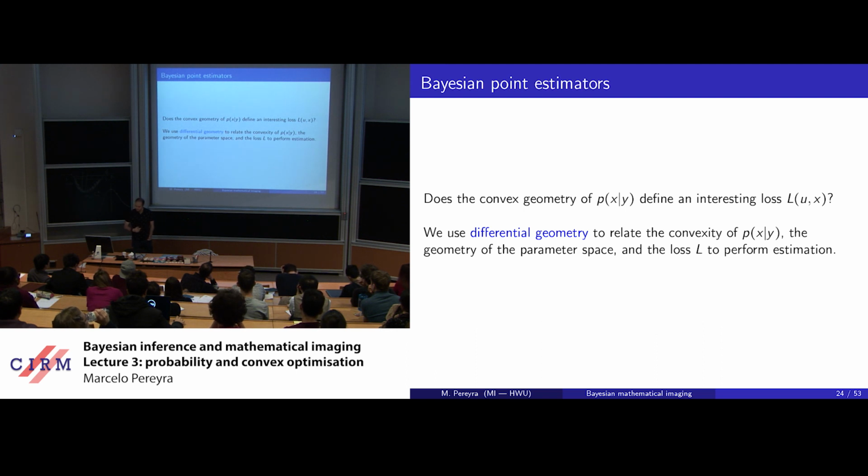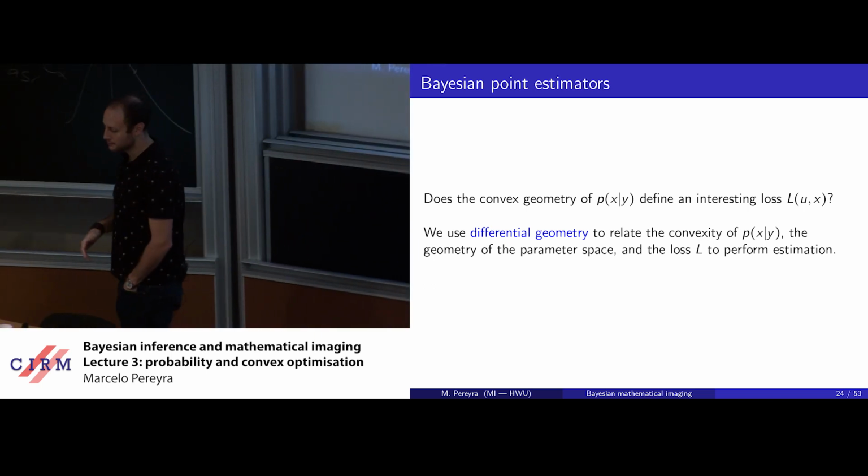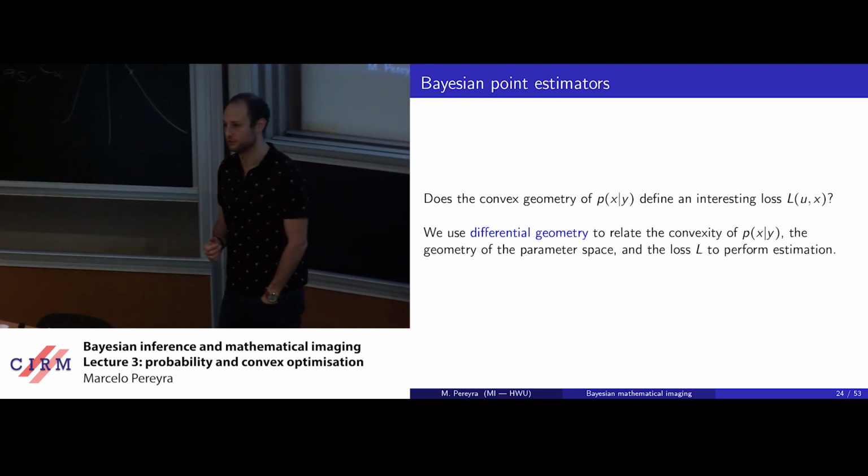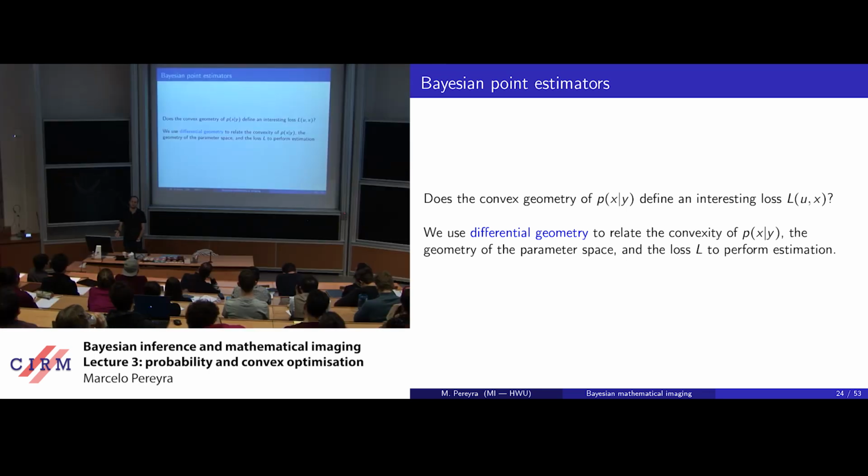So what I wanted to do was to see if the fact that we had a convex geometry in our model, because everything is log-concave and phi is convex, could somehow inform the loss function that we should use. So could I let the model in some way define the loss function? Because I really like the model. It has some defects, but usually they do a good job. So can I somehow infer a sensible way of measuring distances or differences between solutions by using the convex geometry of the model? So does it define an interesting loss?